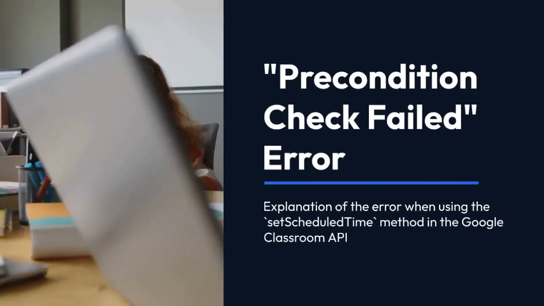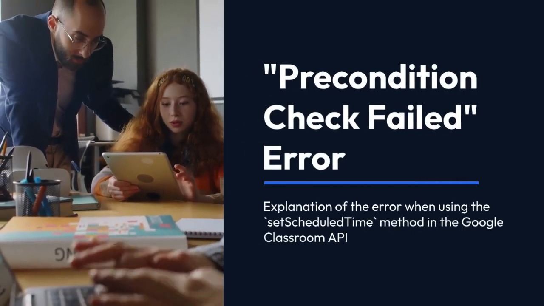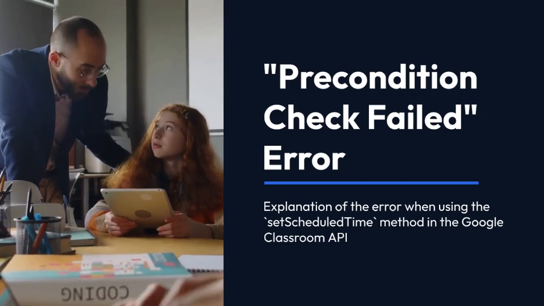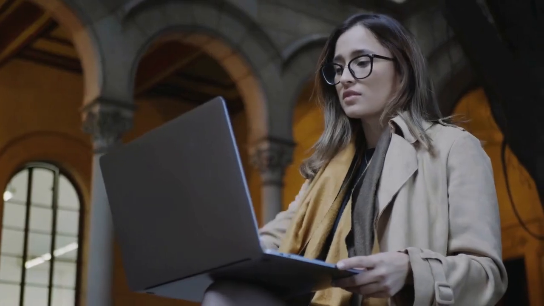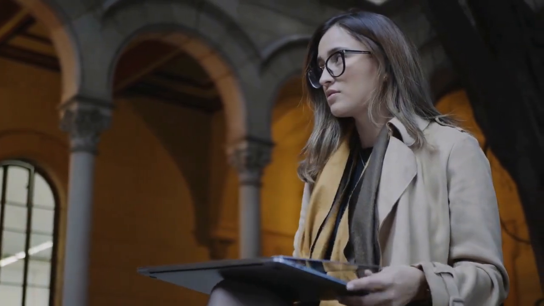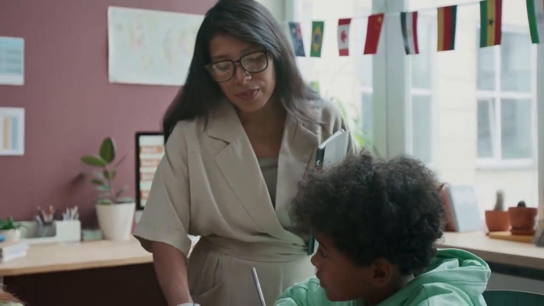We're going to explain the Precondition Check Failed Error you might encounter when using the setScheduledTime method in the Google Classroom API. This error typically means that the API call to schedule an assignment or announcement failed because a crucial condition wasn't met before the request was processed. Let's break down the common causes and how to troubleshoot them.